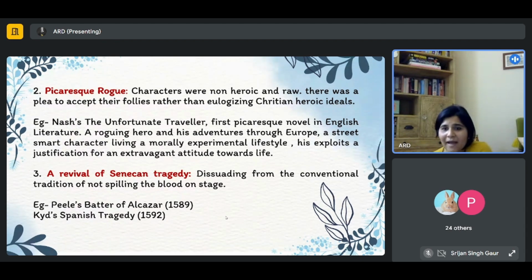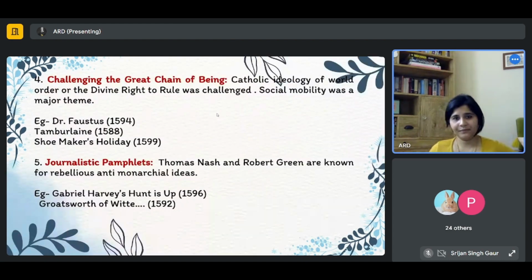The backdrop is England's win over the Spanish Armada. Spanish Tragedy, you might have known. Maybe you can look at a summary; it is interesting. It's a good play. And then there was this belief in the divine right to rule. That was getting challenged: that social mobility is possible, that you can reach the top from the bottom. You do not have to be just born in royalty to deserve the throne.